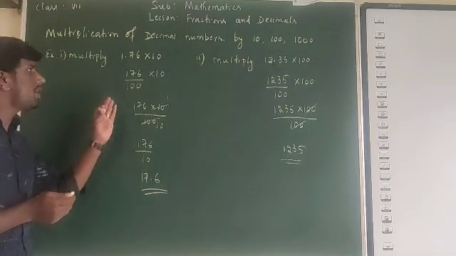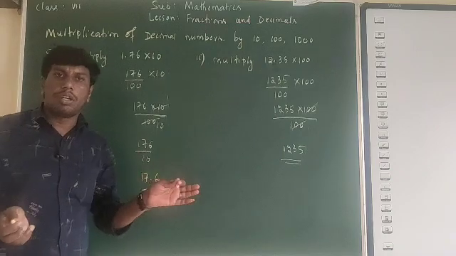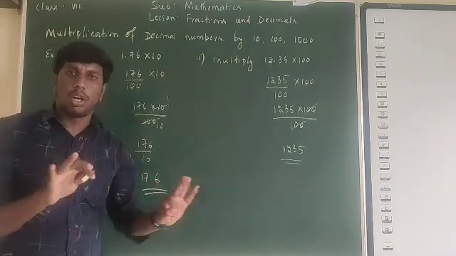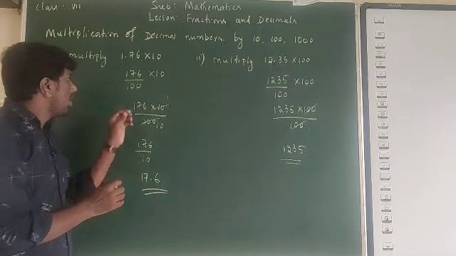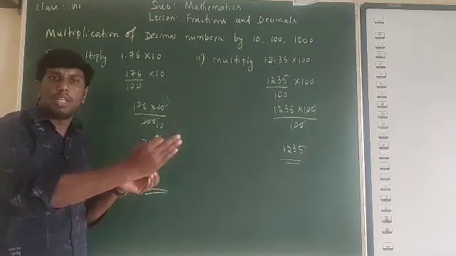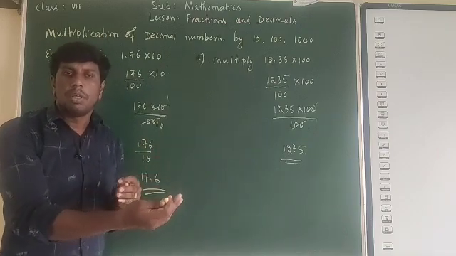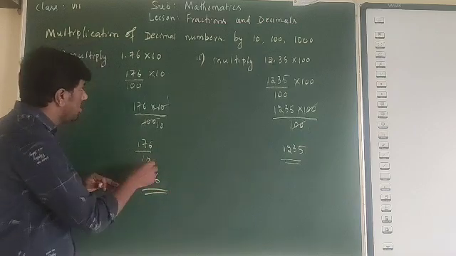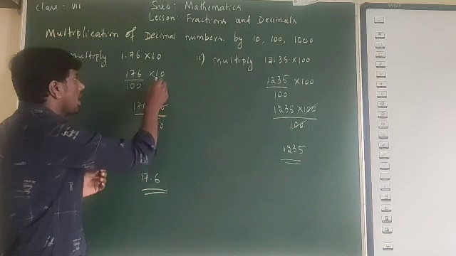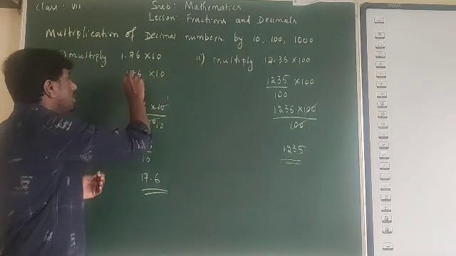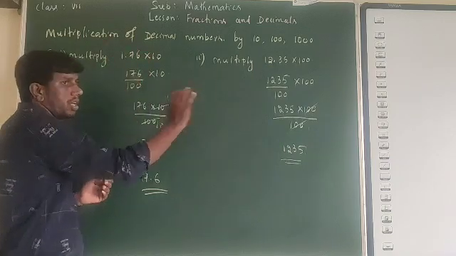If I multiply the decimal number, the digits of the number in the product will not change. The only thing is, the decimal point will shift to the right side of the number. How many places? As many as the number of zeros I have in the multiplication. How many zeros? 10 has one zero, so it is shifted one place. 1.76, shifted 1 place on the right side.